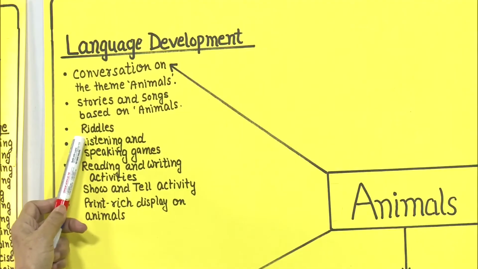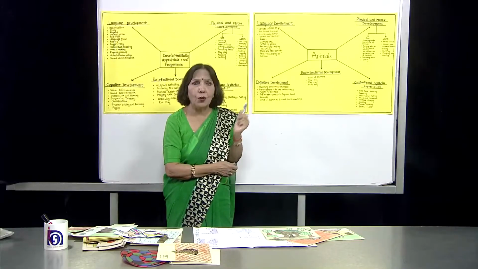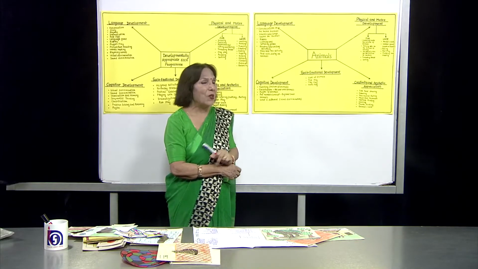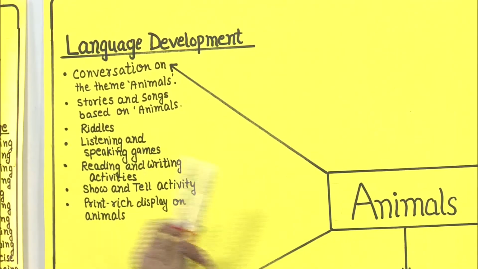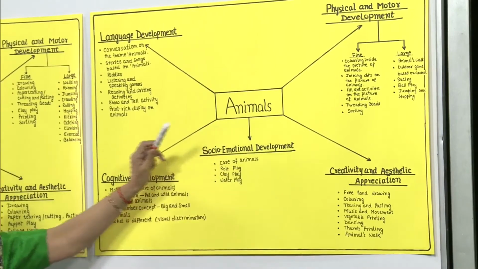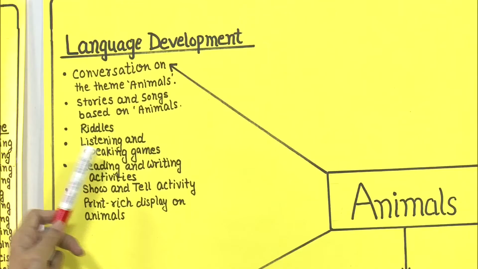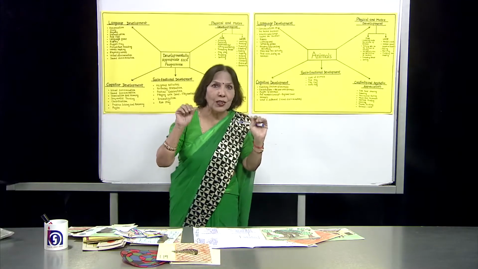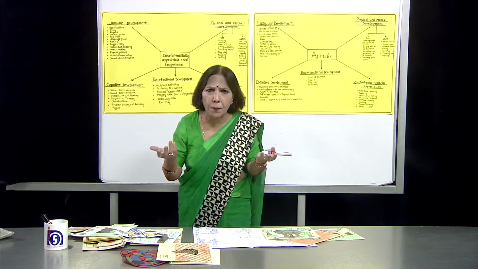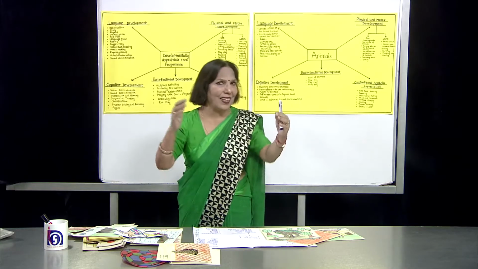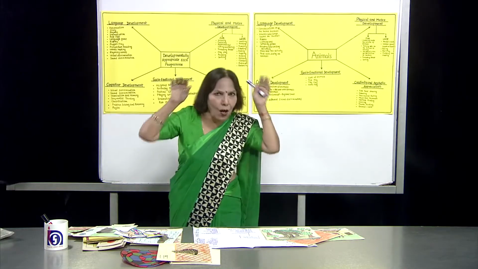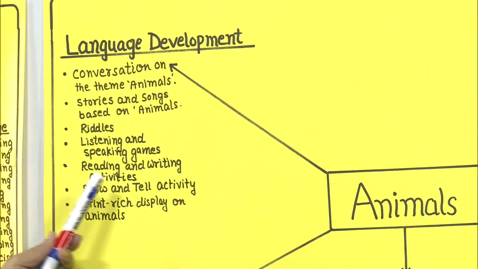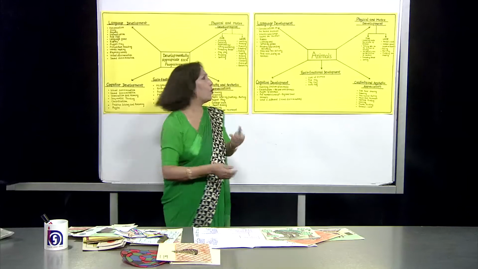Then riddles. I say meow, meow. Who am I? Yes, cat. So, this type of riddles related to the animals. Okay? And then listening and speaking games. All the children come to me. How should we come? Come like a cat. Meow, meow. All these are language games. So, this type of games you can provide to them.